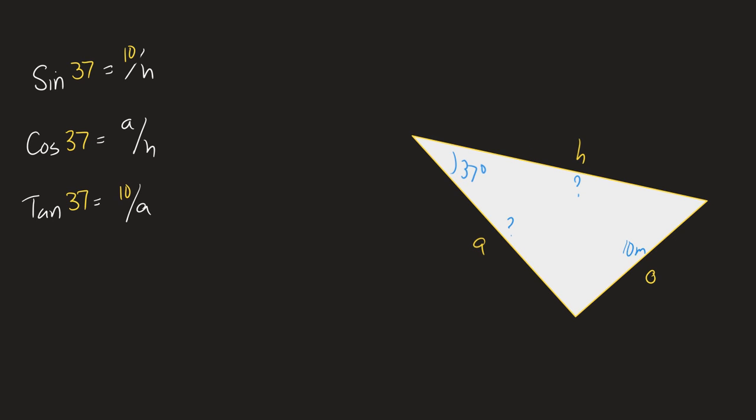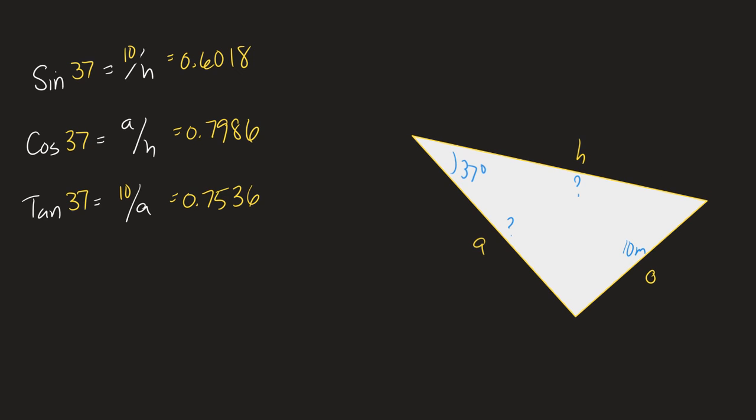That means I'm going to do the sine of 37, and I get 0.6018. Again, I'd go out at least 4 places. Cosine 37, 0.7986. And tangent of 37, 0.7536.